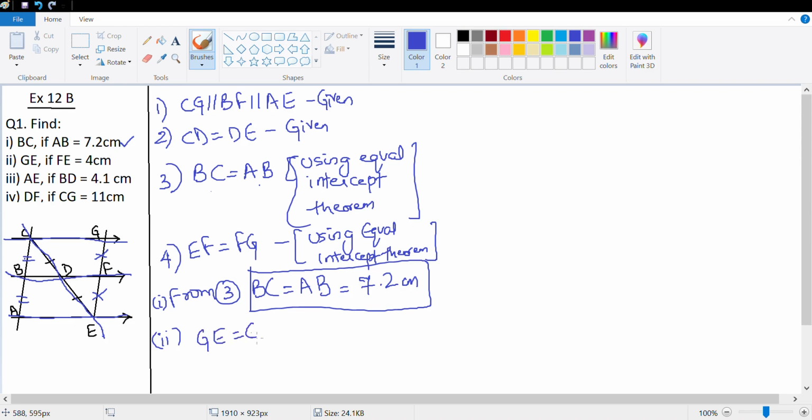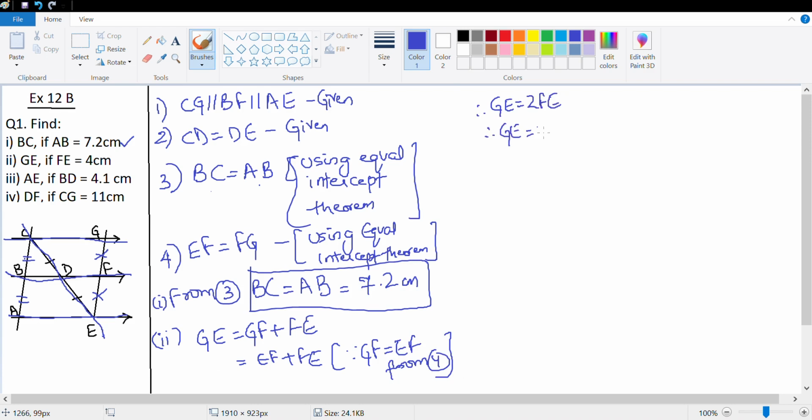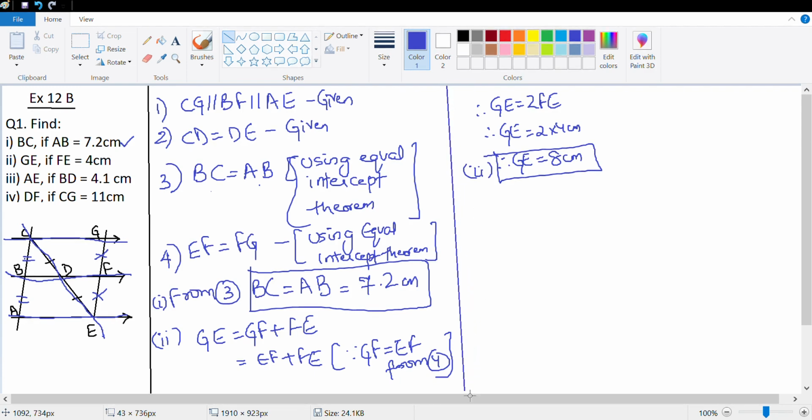GE is equal to GF plus FE, which means EF plus FE. Why? Since GF is equal to EF from number 4. Perfect. Therefore GE is equal to 2 times FE. Therefore GE is equal to 2 into 4 centimeter. Therefore GE is equal to 8 centimeter. So this is my second part that they wanted us to figure out. So question 1, part 1 and part 2 done.